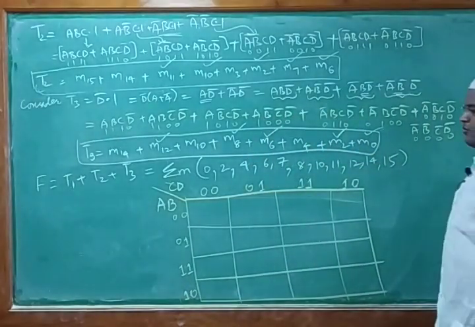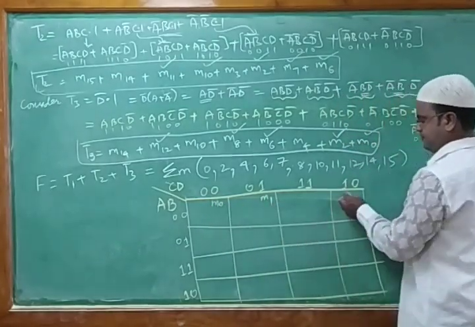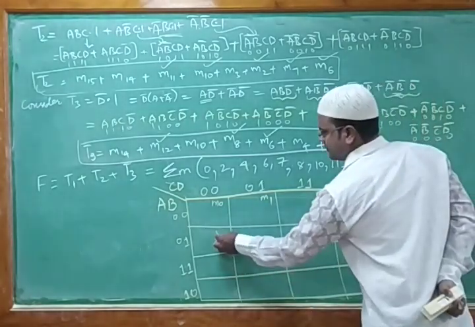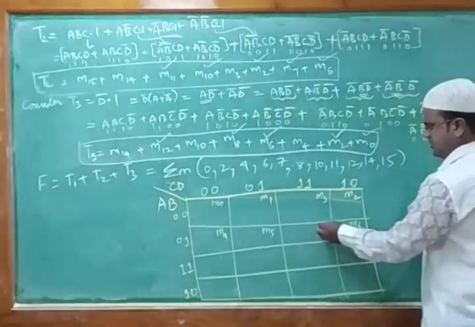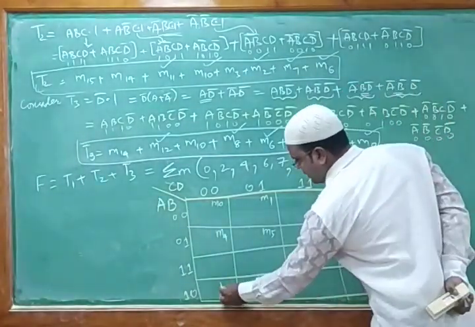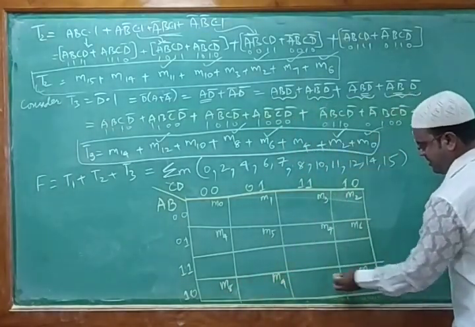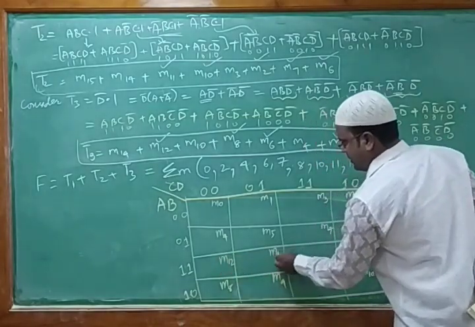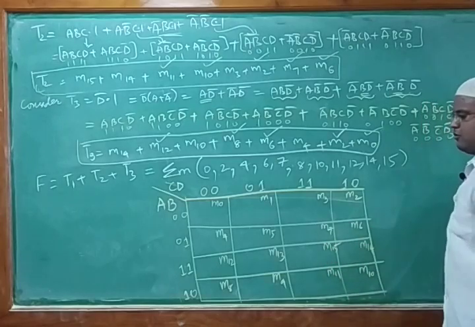Next, we need to write the respective min terms. So this is M0, M1, M2 and M3. Next, M4, M5, M6 and M7. Next, we will go to the lower side. This is M8, M9, M10 and M11. This is M12, M13, M14 and M15. So we wrote all those values.